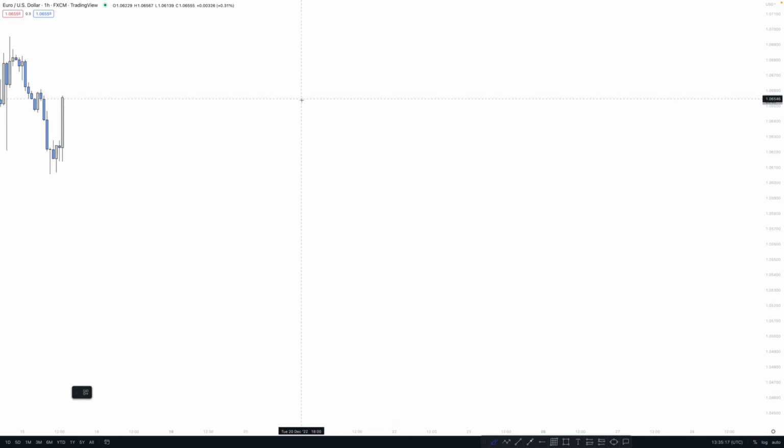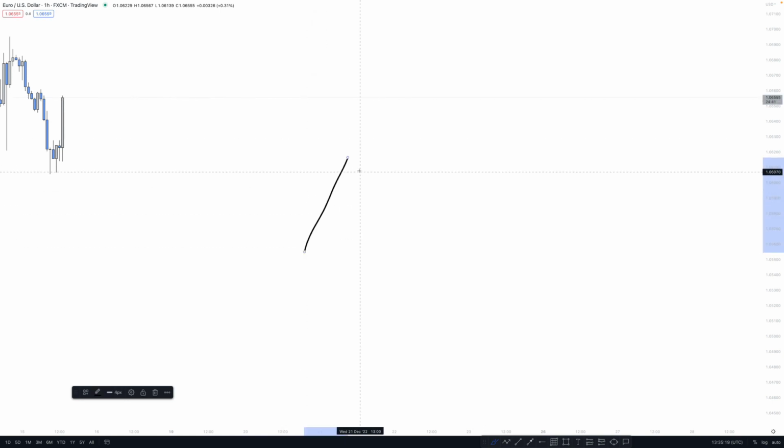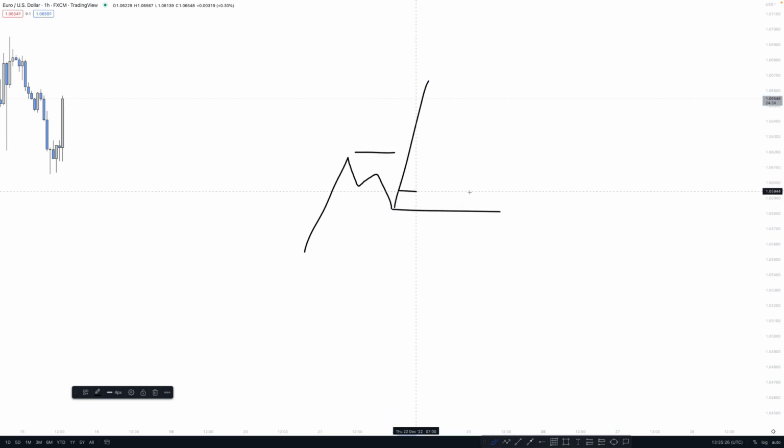When you look for continuations, you want to see impulse, you want to see correction, pullback, and then another impulse, break of this structure impulsively, and then you want to trade this. This is a valid continuation. One impulse, pullback, second impulse.